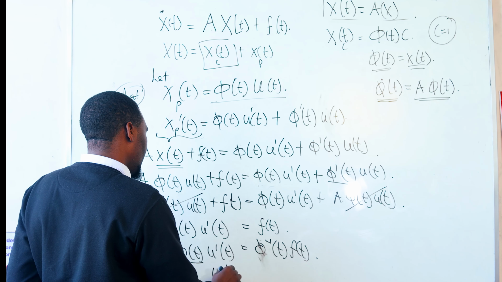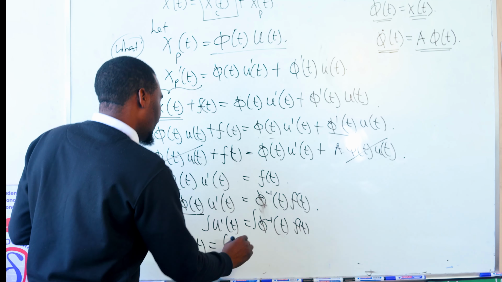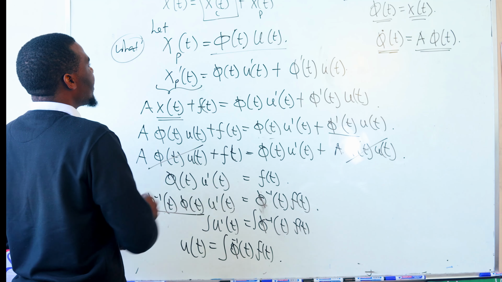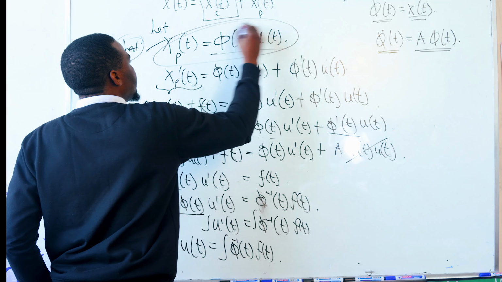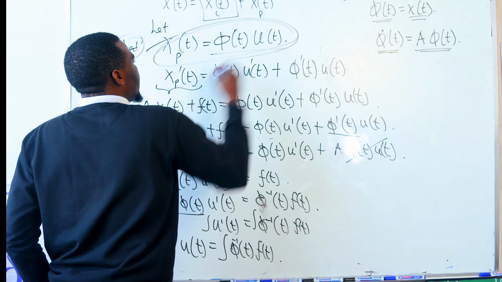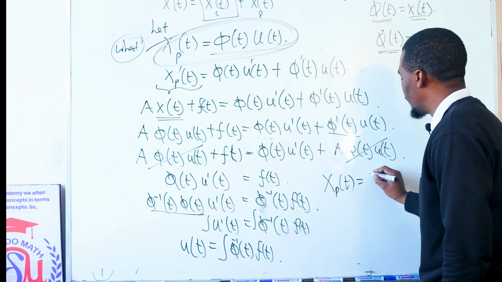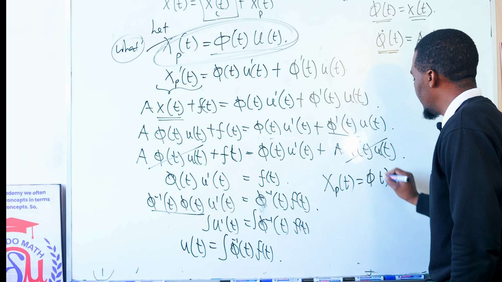So if I want to remain with u alone here, I can integrate both sides. I can integrate this side, I can also integrate this side. So I can realize that u of t is equivalent to what? To the integral of the inverse of phi of t times f of t. But remember, our target is to calculate this particular solution, right? So what is our particular solution? So by the end of the day, we can see that our particular solution is equivalent to phi of t times u of t.